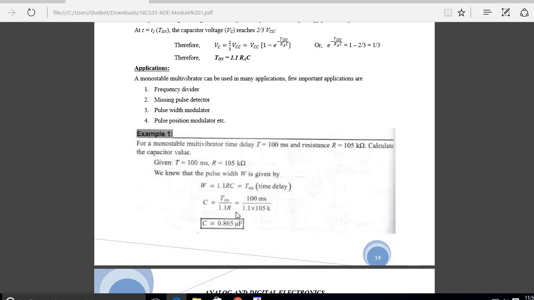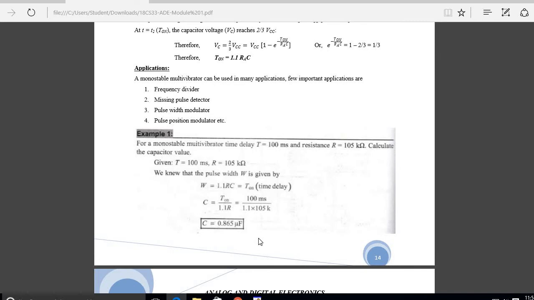R and Ra are both equal, but here resistance R is given as 105 kilo ohm. T on is the time delay here, or saturation on time, so I need to call it the time delay. The time delay is 100 millisecond. Substitute these values in this equation and we will get the capacitor value. So 100 millisecond divided by 1.1 into 105 kilo. So C is the capacitor value. Simply, directly substitute the values.